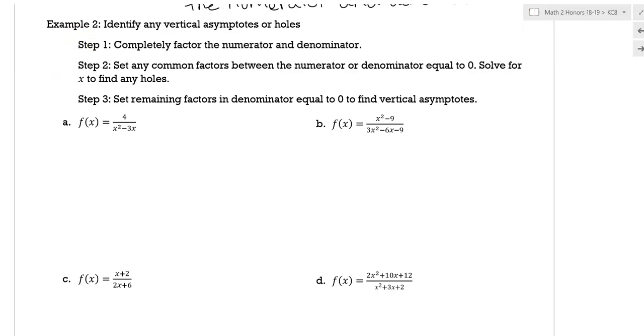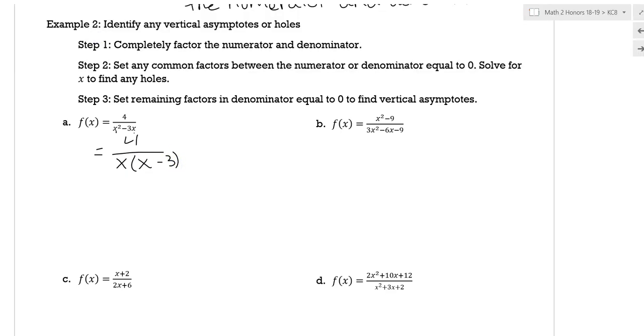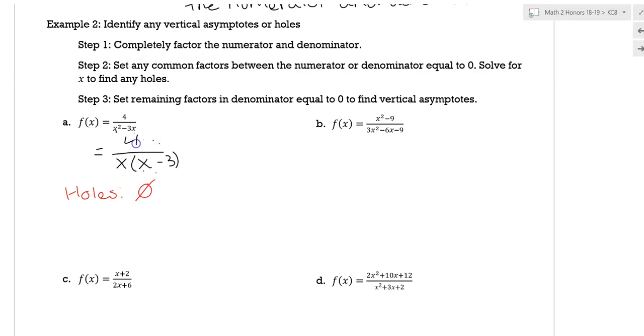4 over x squared minus 3x. Okay, I can't factor my numerator. In my denominator, they both have an x in them. That's the greatest common factor. So, for holes, I don't have any holes because I don't have anything I canceled out.